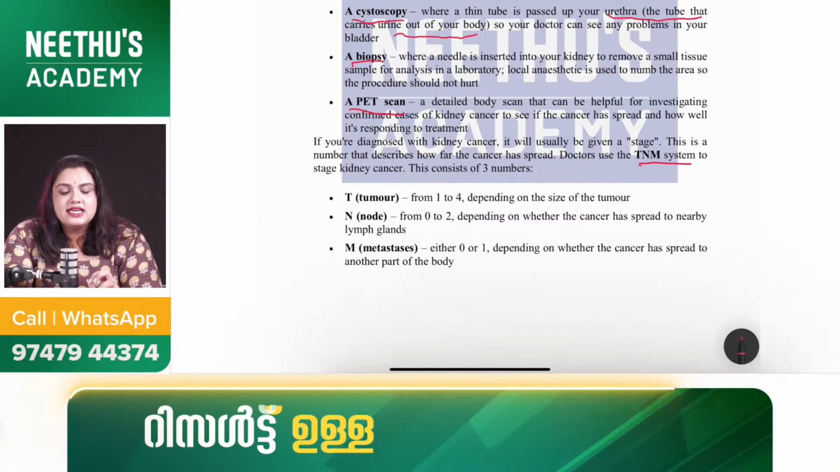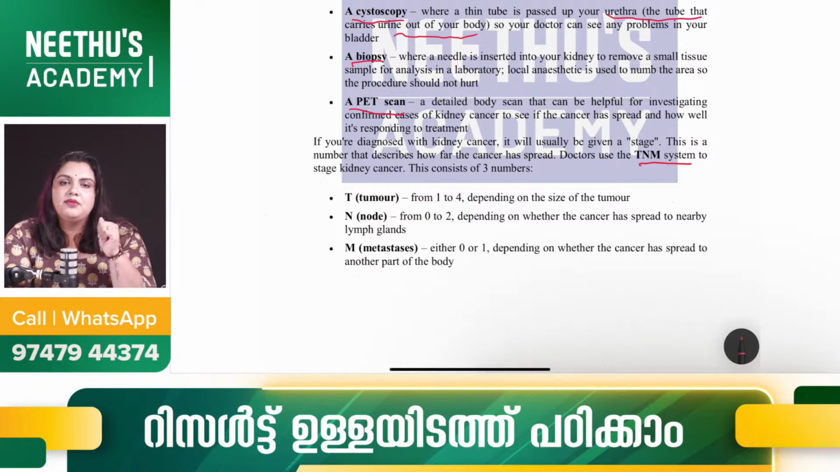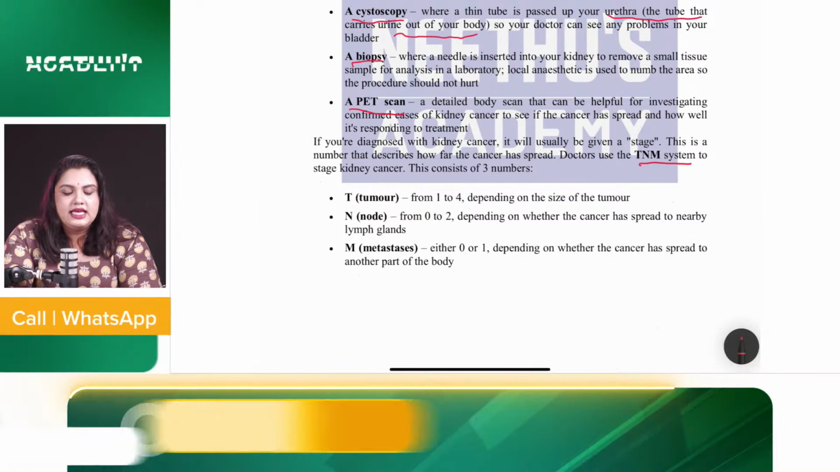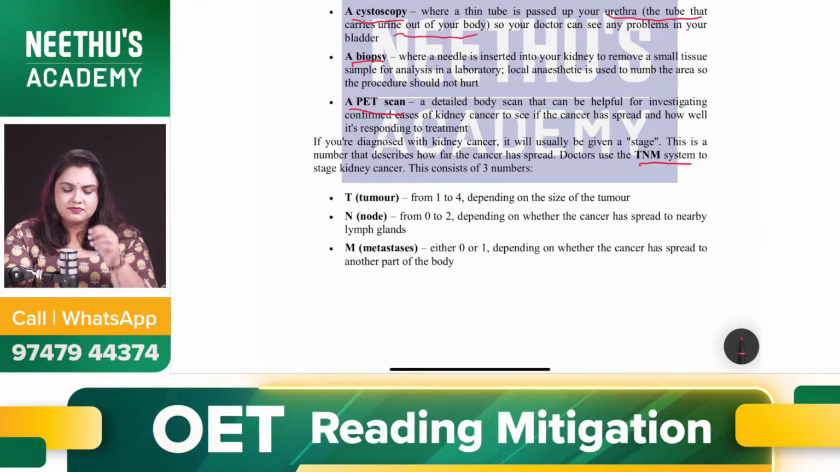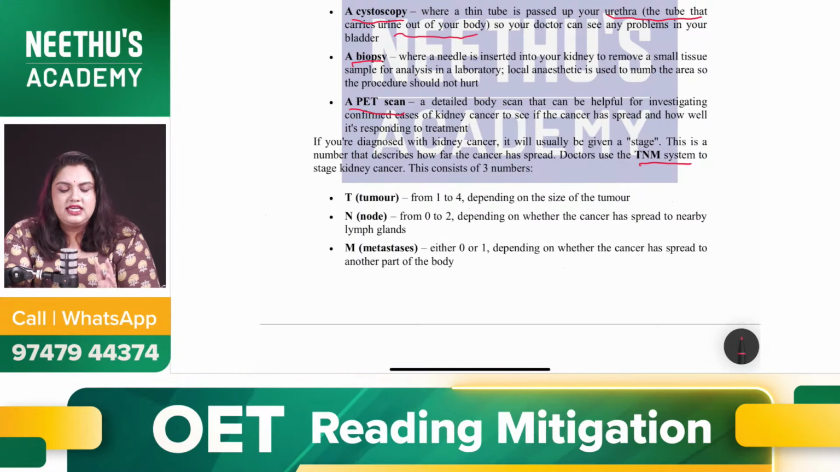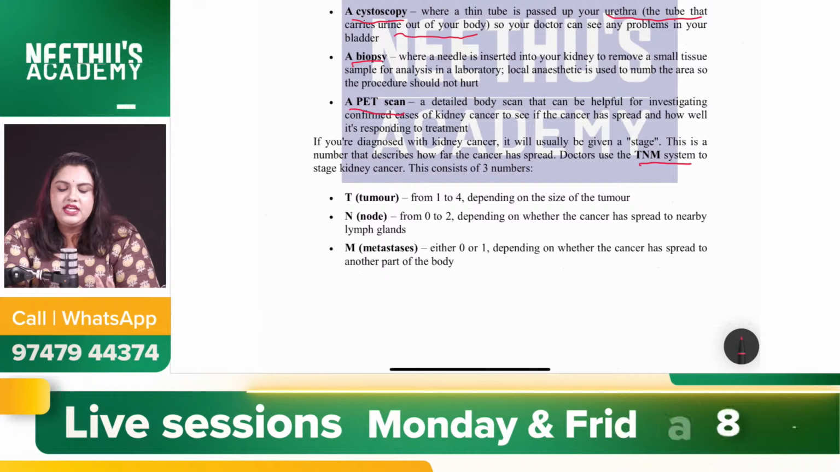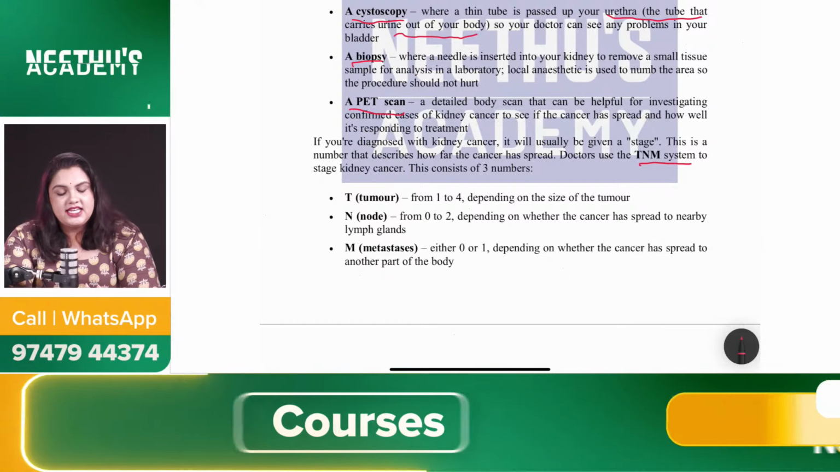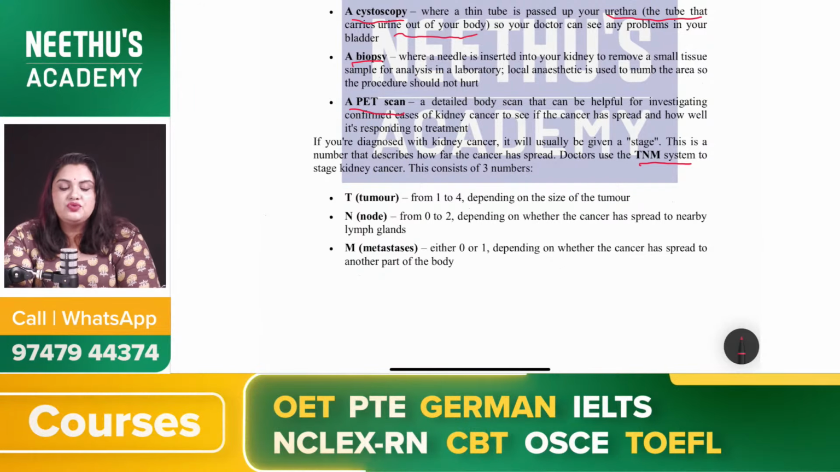Okay, this consists of 3 numbers. TNM means 3 numbers: T for tumor, N for node, M for metastasis. T is from 1 to 4 depending on the size of the tumor. The number T is given depending on the size of the tumor, from 1 to 4.